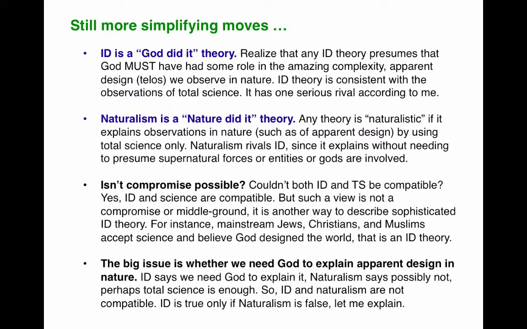Isn't compromise possible? Couldn't both ID and total science be compatible? Yes, ID and science are compatible, but such a view is not a compromise or middle ground. It is another way to describe sophisticated ID theory. For instance, mainstream Jews, Christians, and Muslims accept science and believe God designed the world. That's an ID theory. The big issue is whether we need God to explain apparent design in nature.